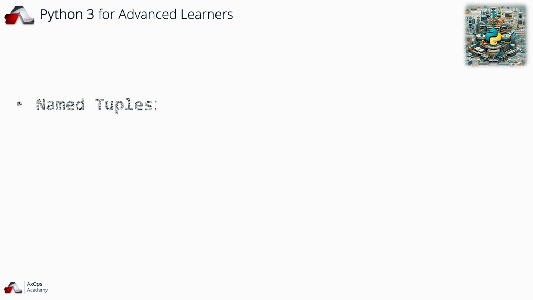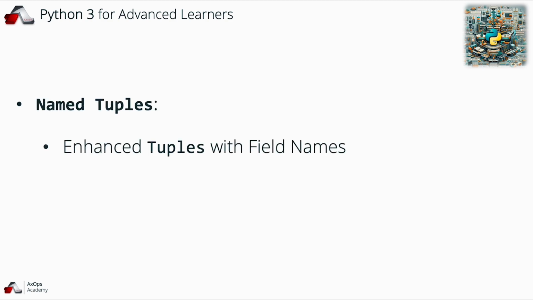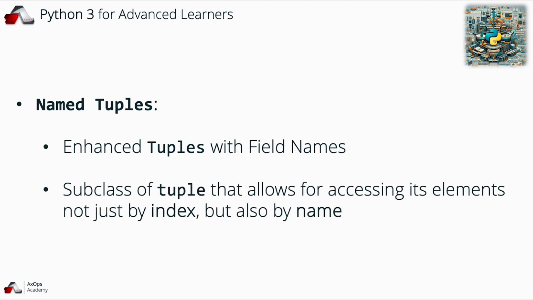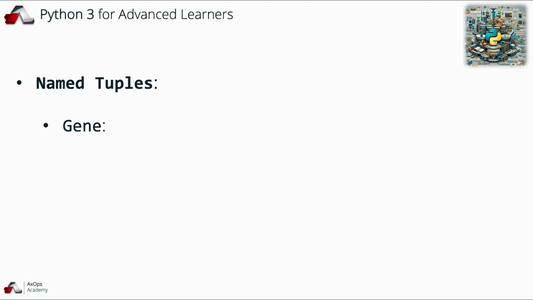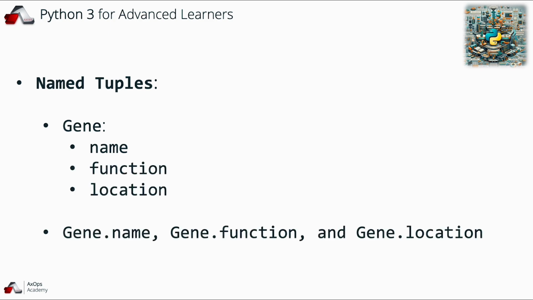Let's begin the discussion with named tuples. A named tuple in Python is a subclass of tuple that allows for accessing its elements not just by index, but also by name. This enhances readability and clarity, especially when dealing with a large number of fields. Consider a scenario in the context of genome pattern recognition where you might have a tuple representing a gene with properties like name, function, and location. With named tuples, you can access these properties by name, making the code a lot more understandable and readable.